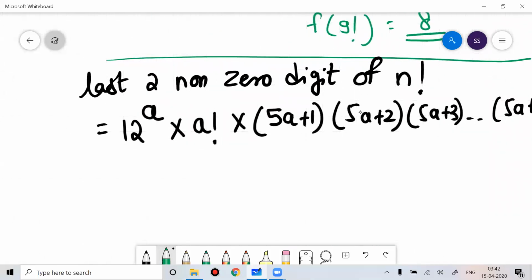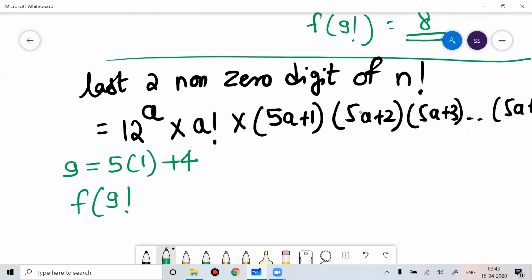Now talking about 9 factorial, if you write it in the form of 5a plus b, 9 is nothing but 5 into 1 plus 4. Everyone knows this. So for finding the last two non-zero digits of 9 factorial, that is 12 to the power 1 into 1 factorial into, what is the remainder here? Guys, the remainder here is 4.